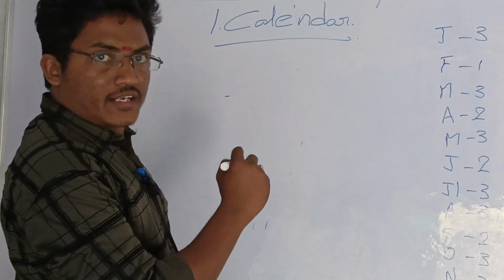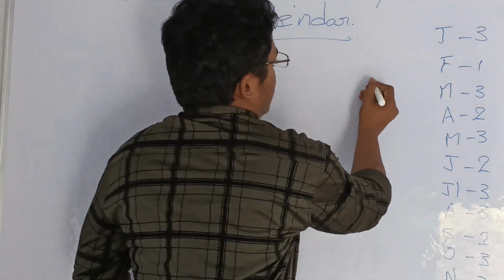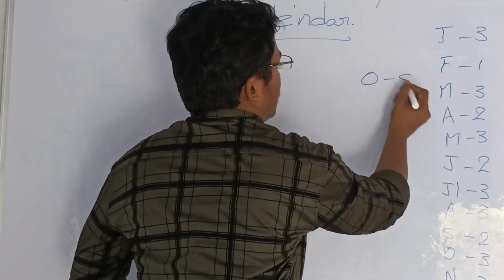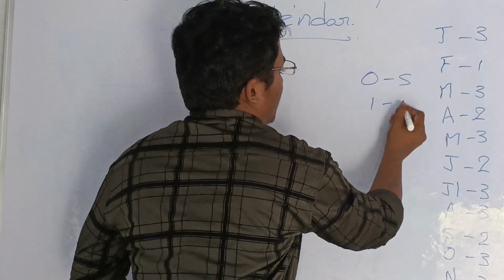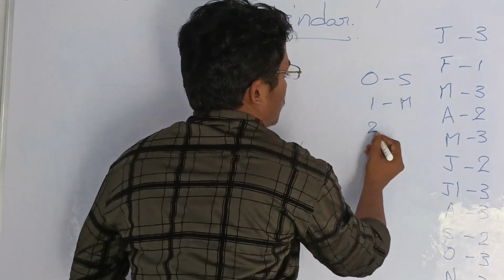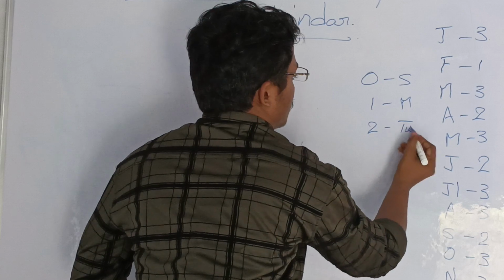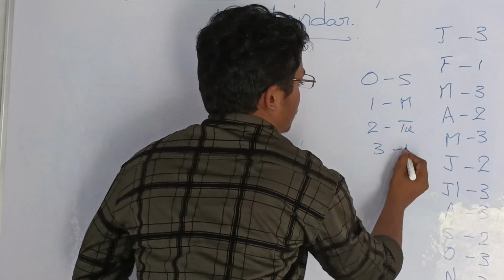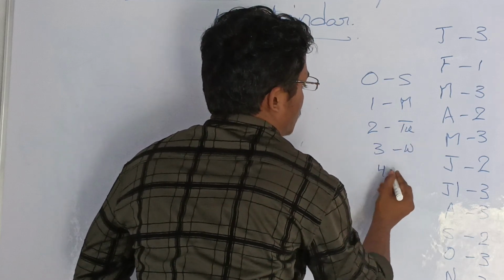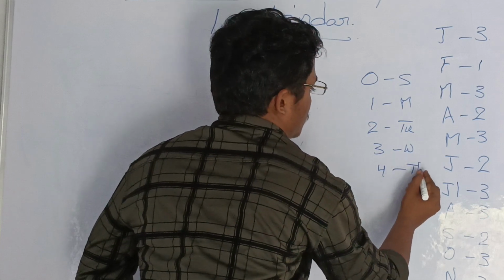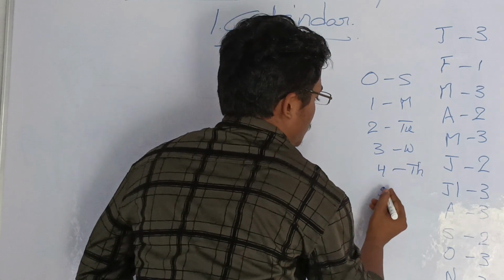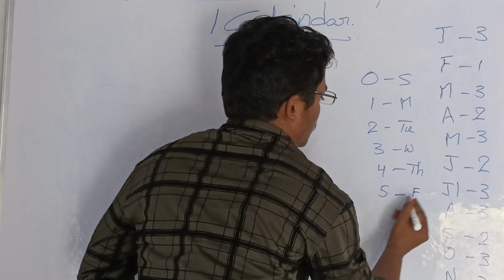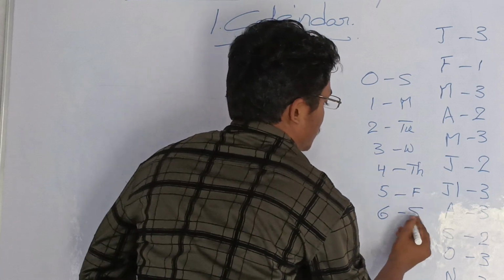When we get 0 odd days, we can say it is Sunday while calculating days. 1 is Monday, 2 Tuesday, 3 Wednesday, 4 Thursday, 5 Friday, 6 Saturday.